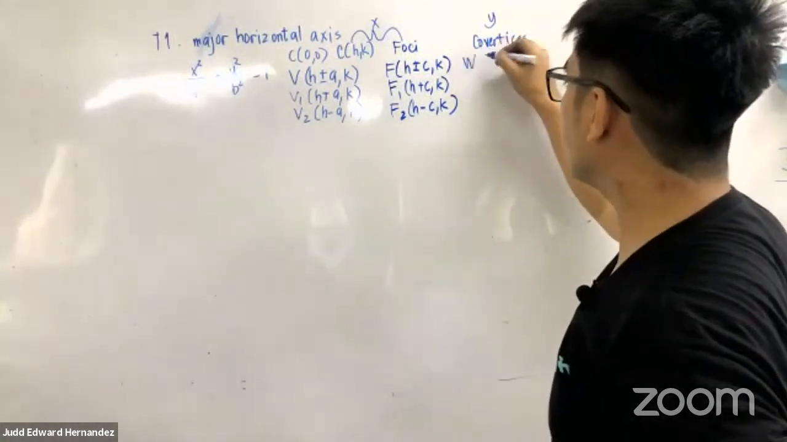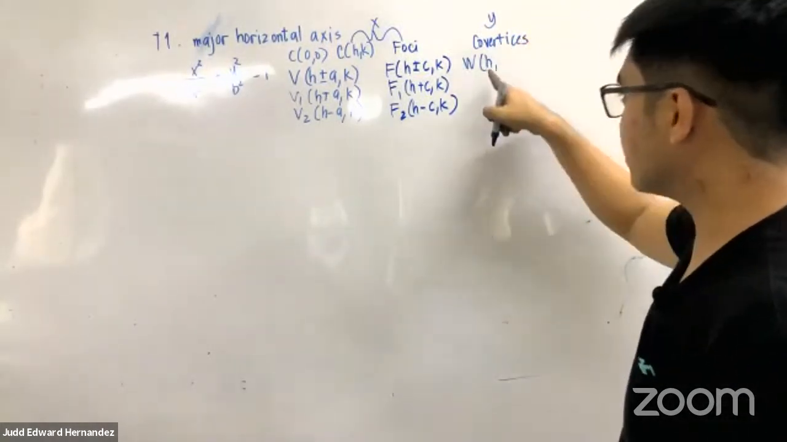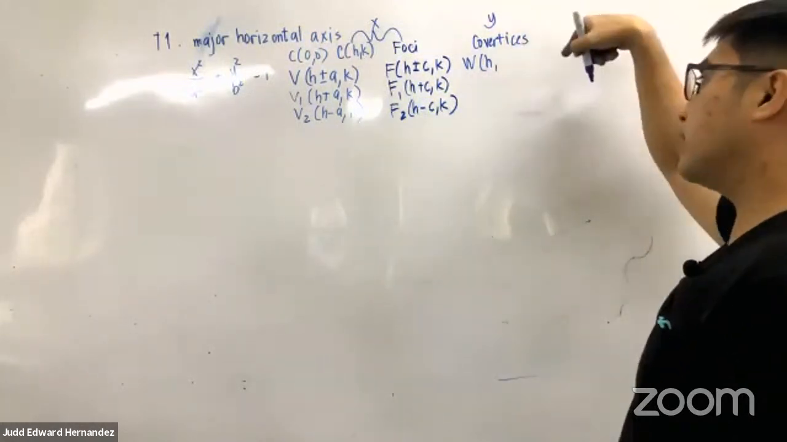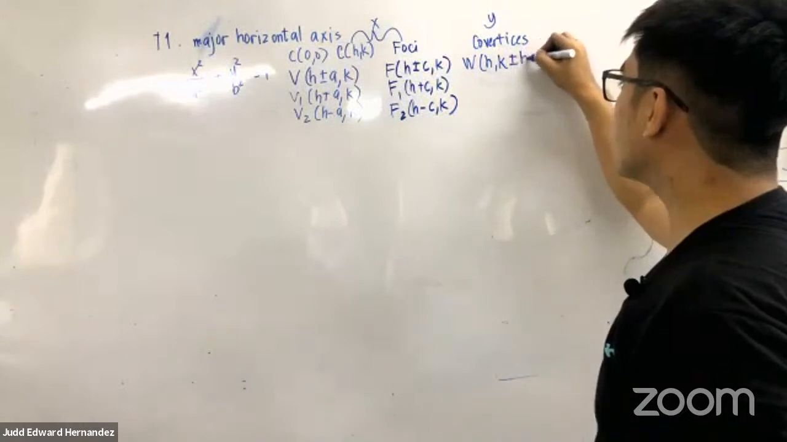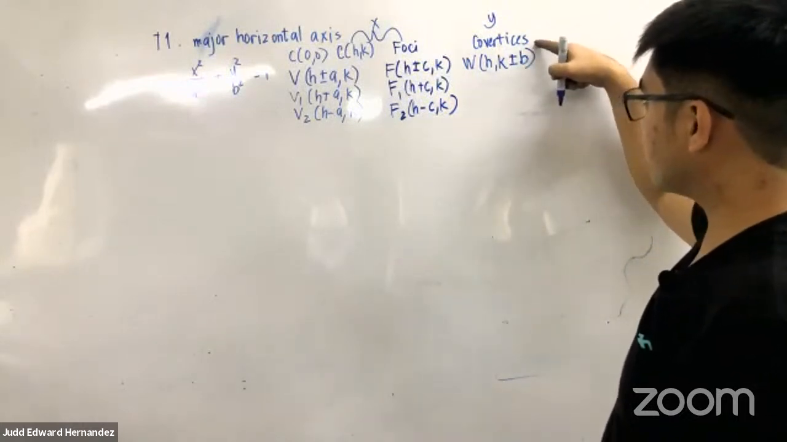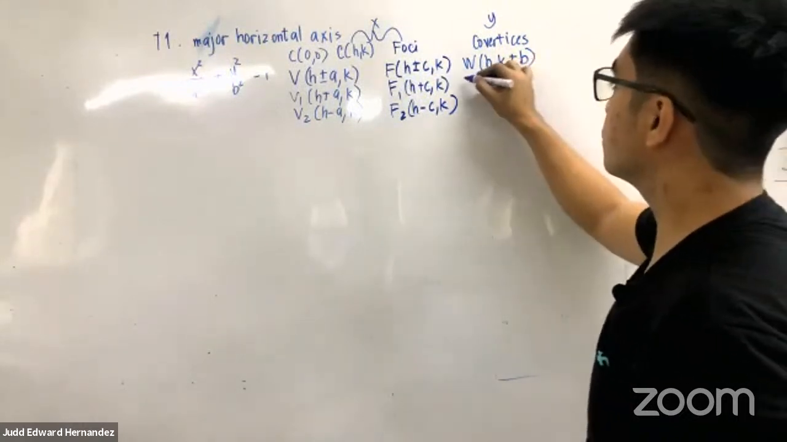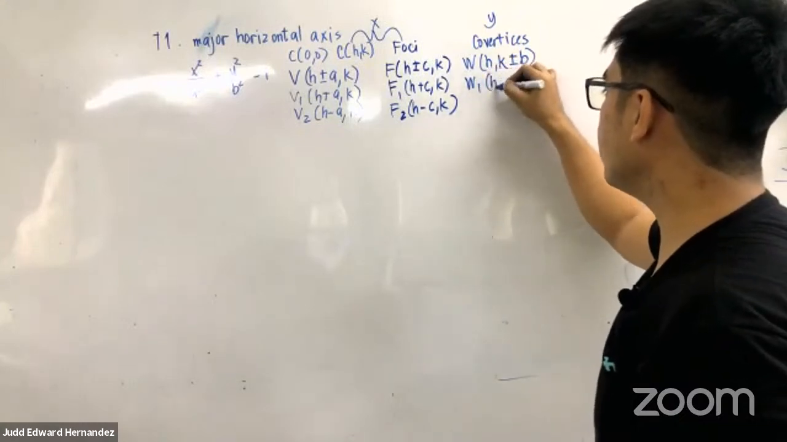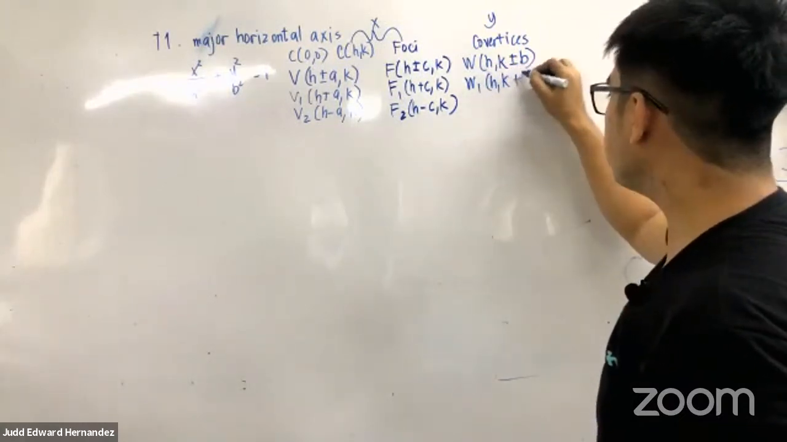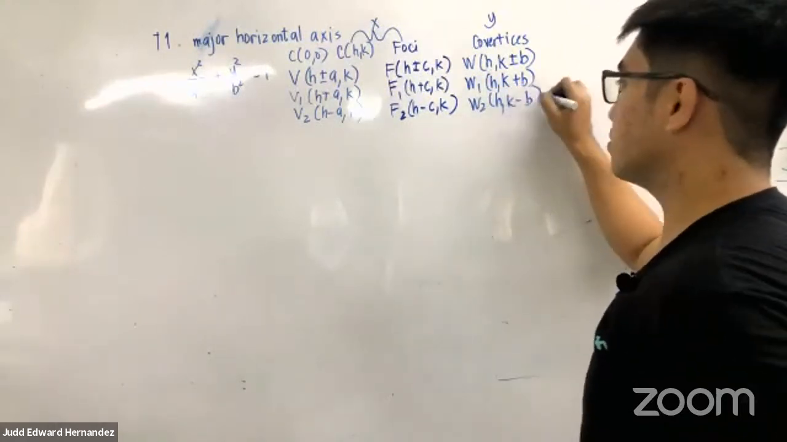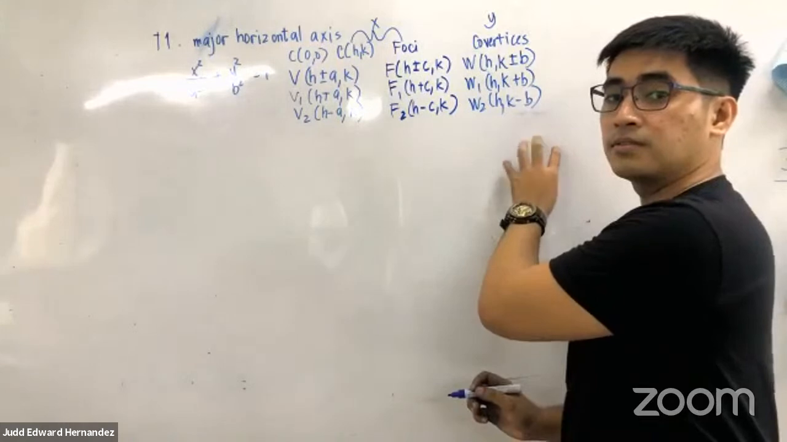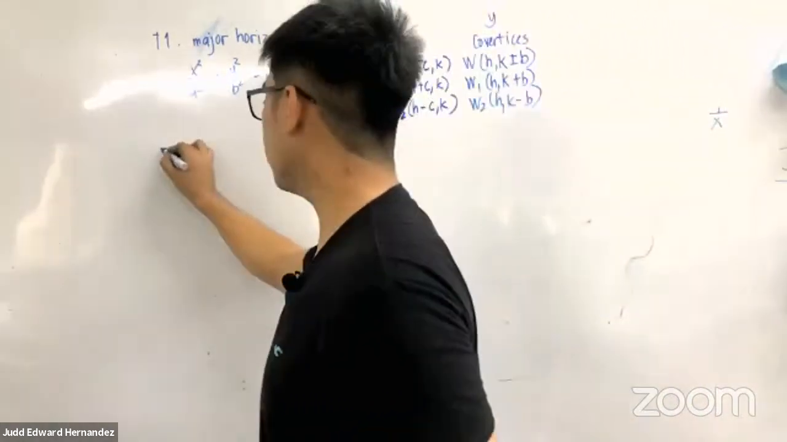And co-vertices now, W should be H is the X coordinate. Doon tayo gagalaw ngayon sa Y coordinate niya, which is K plus minus B. Since si co-vertices, ang variable niya is si B. So, saan si W1? W1 is located at H, K plus B. At si W2 is located at H, K minus B. Is this clear? Okay. Doon tayo sa Theorem 2.